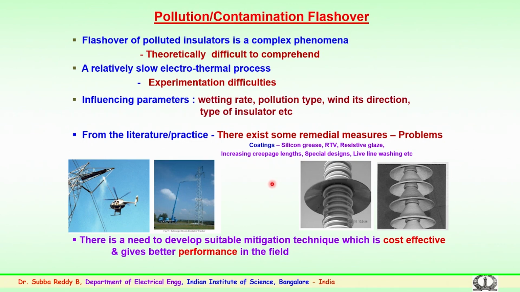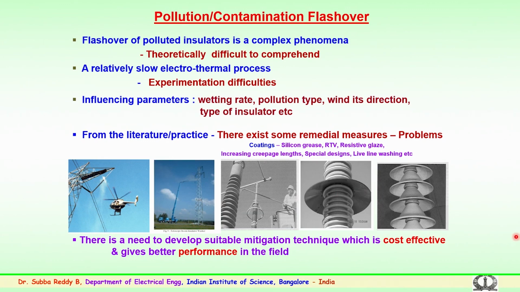So, for this some remedial measures do exist for ceramic or glass type insulators. There are coatings like silicone grease, room temperature vulcanized rubber coatings, resistive glaze coatings. Sometimes the utilities go on increasing the creepage lengths and going in for special designs, live line or hot line washing of insulators before the pre-monsoon conditions. So, these are several methods being followed by the utilities to see that pollution or contamination flashover does not happen at EHV and UHV levels.